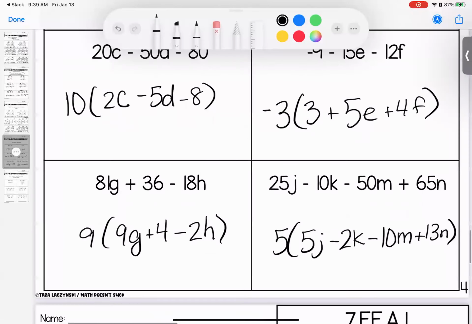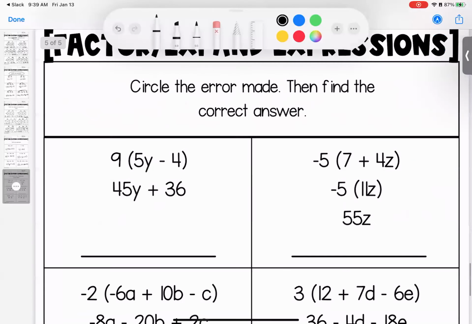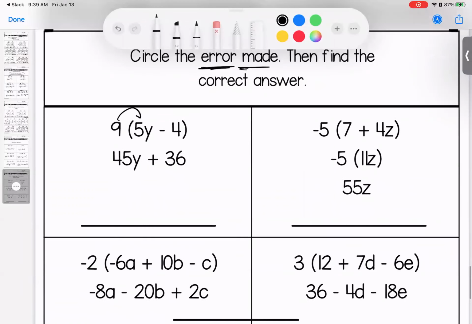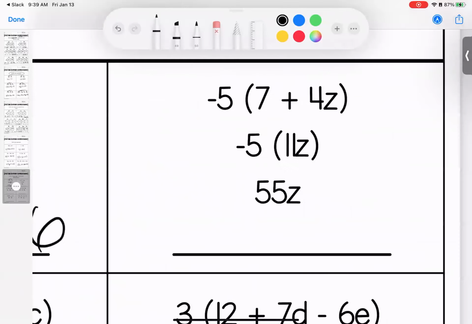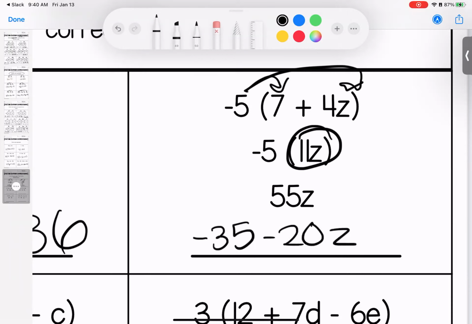Last one, circle the error made, then find the correct answer. So if we're looking here, we're sharing out our 9. 9 times 5 is 45. 9 times 4 should be -36. The correct answer is 55y minus 36. So we're looking for the mistake. So here I have 5 times 7 and 5 times 4. I cannot put them together because one is a number and one is a variable. What I should have is -5 times 7 is -35. -5 times 4 is -20z.